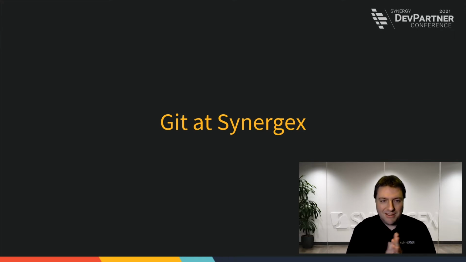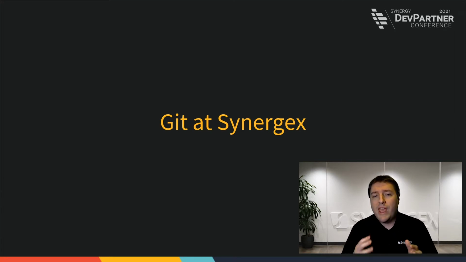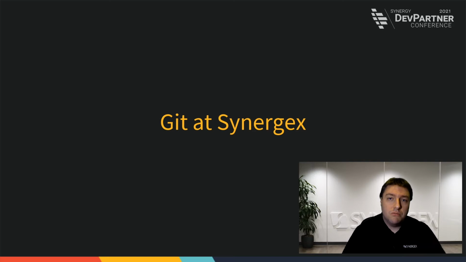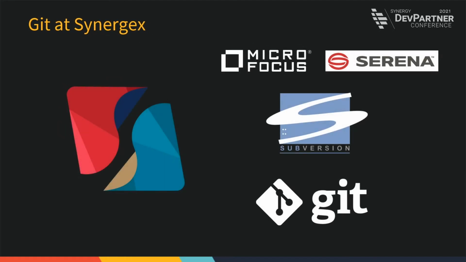So, context time. Synergex is still relatively new to Git. We as a company have been in business for 45 years now, and for most of that time, we had either no source control, PVCS, or Subversion, depending on the team. So why did we make the switch to Git? If we have functional source control with long history, why would we change?